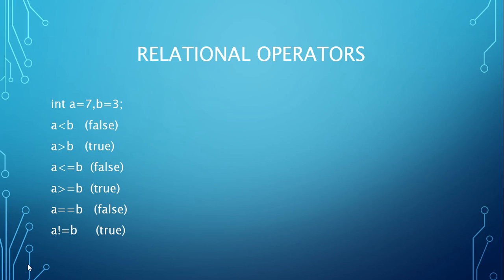And the last comparison, is the value of A not equal to B? Yes, A is not equal to B, so it is giving us the value as true. So these are the set of relational operators, very important again for condition checking later on.